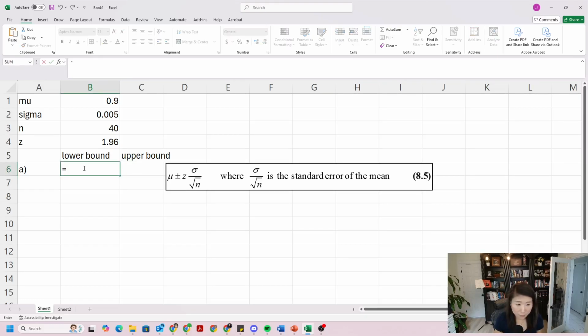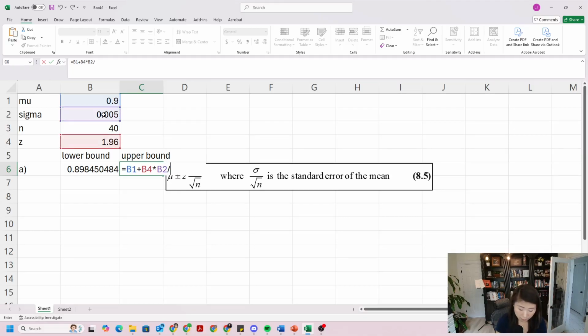Now we are able to apply the formula we learned from the lecture to solve this problem. For the lower boundary, it is equal to mu, we pick the minus sign, then the z-score times sigma divided by the square root of n. That gives me the lower bound. For my upper bound, we use mu plus the z-score times sigma divided by the square root of n.